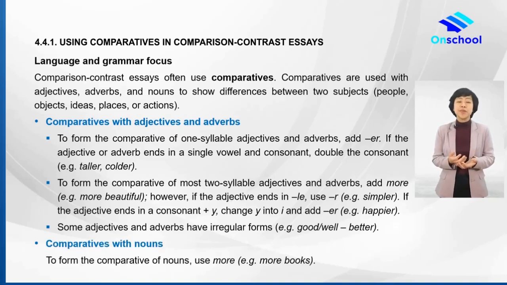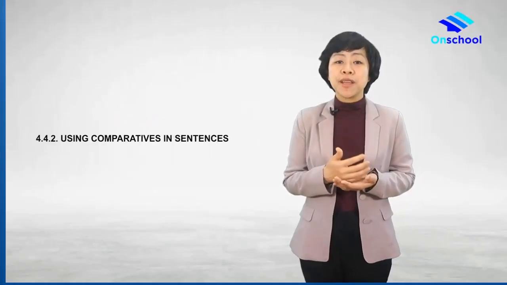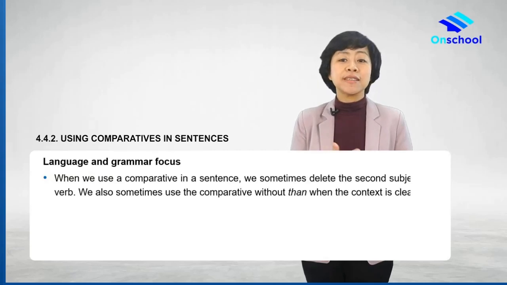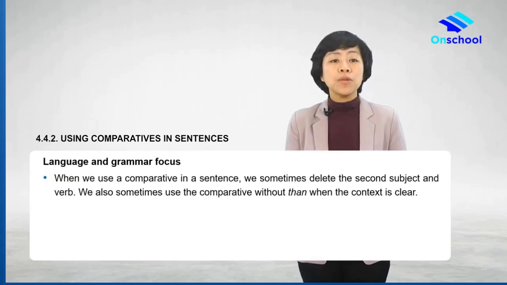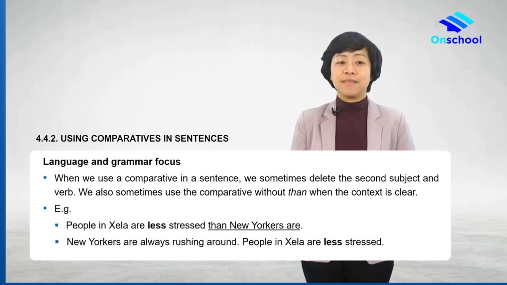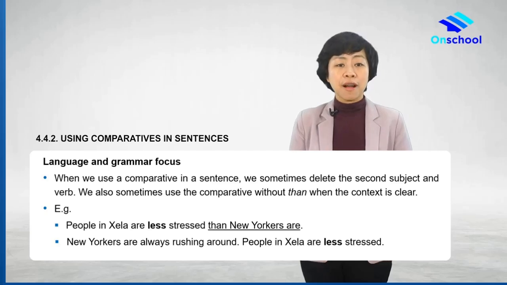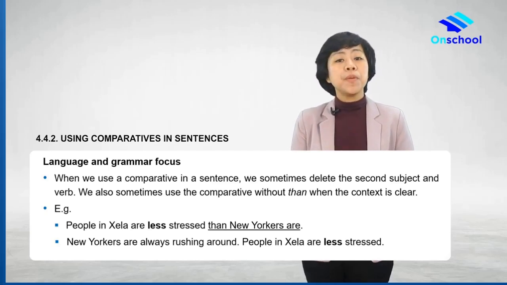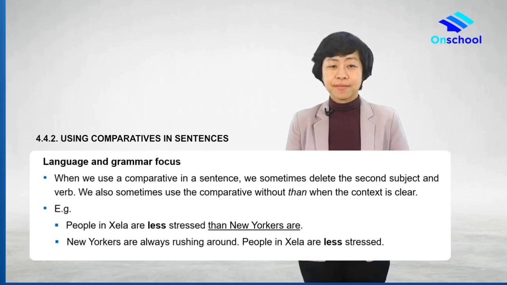What about comparatives with nouns? To form the comparative of nouns, we need to use more with nouns. For example, more books. When we use a comparative in a sentence, we sometimes delete the second subject and verb. We also sometimes use the comparative without than when the context is clear. For example, people in Quetzaltenango are less stressed than New Yorkers are. New Yorkers are always rushing around. People in Quetzaltenango are less stressed.